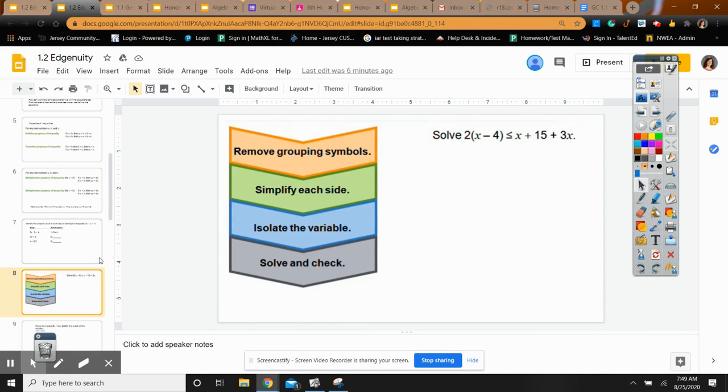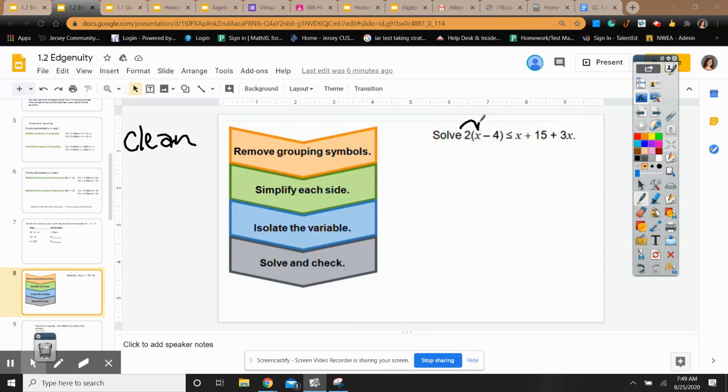Okay, here's another one. They've got the steps here if you want them. We're going to treat it like an equal sign until you multiply or divide by a negative. So we're going to get rid of these grouping symbols, and I call that cleaning up. We're going to clean up the equation a little bit. Continue to clean up by simplifying. Then we'll get the variable by itself, or isolate it, and then you'll solve it. Checking is usually important with inequalities to make sure you didn't forget to flip the sign.